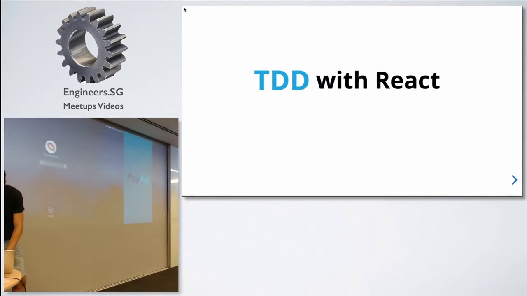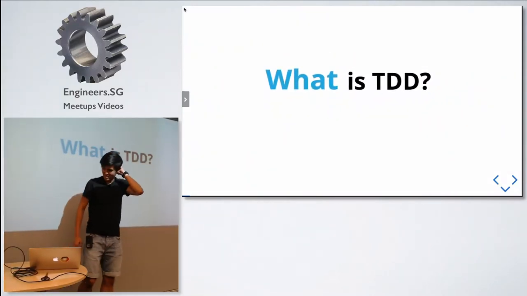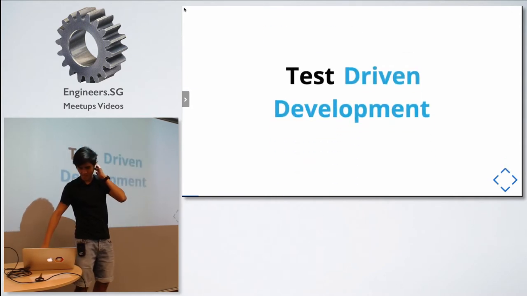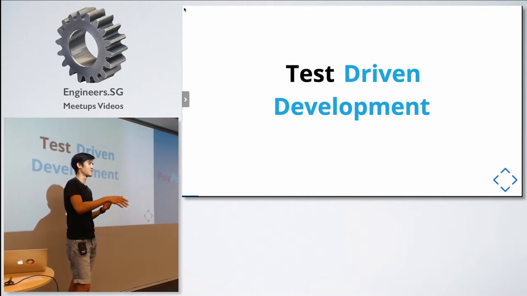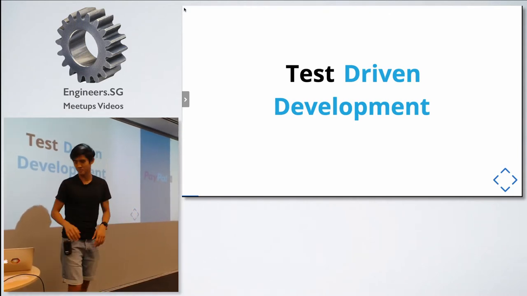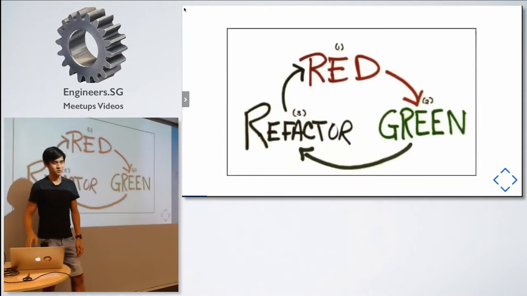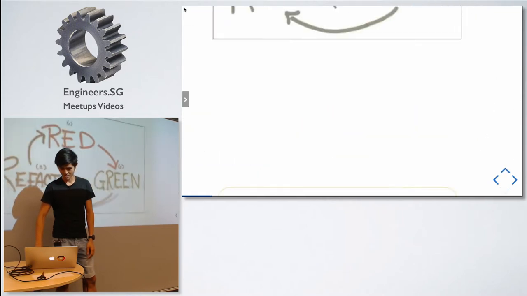So TDD means test-driven development. Essentially, it means you write your test before you even write your production code, before you even write any code. So the cycle is red-green-refactor. When you write a test, make sure that it fails, and then go back to write enough code to make your test pass, and then go back and refactor your code. So it's this cycle: red to make sure your test fails, and green to write sufficient code to make your test pass, and then refactor your code.